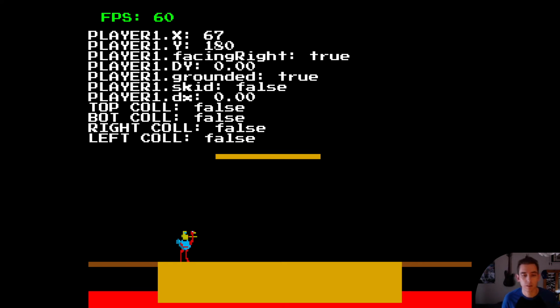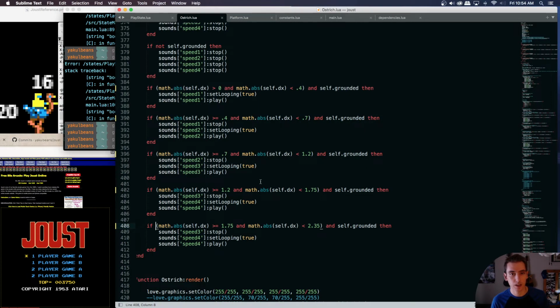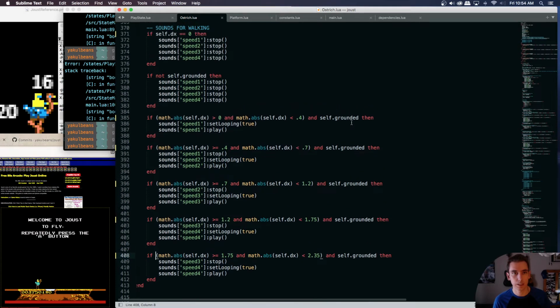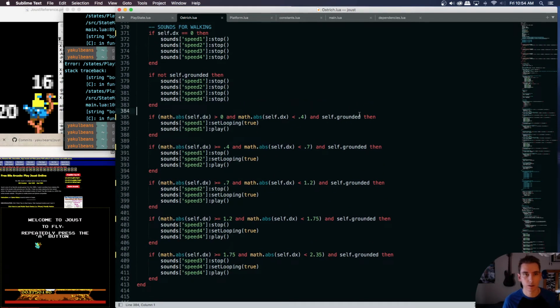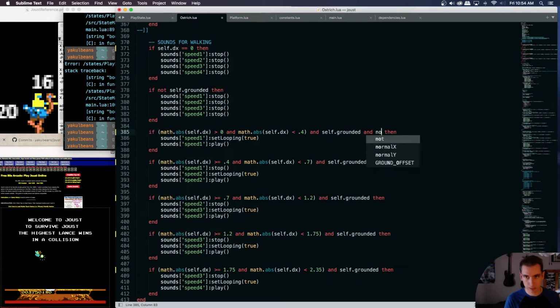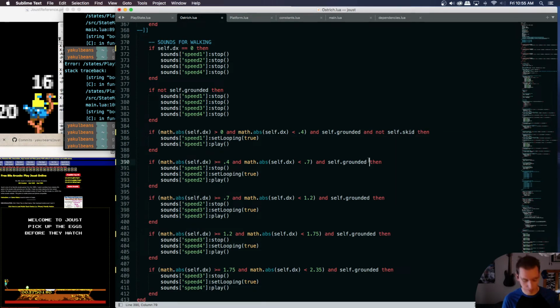So we still gotta fix that skidding. And maybe fixing that skidding logic will fix all of those footstep sounds upon skidding. But also, if skidding is true, I thought. Oh yeah, see this. So we have to also say and not skidding, because if we're skidding, we're not going to be playing any footstep sounds, and not self.skid.